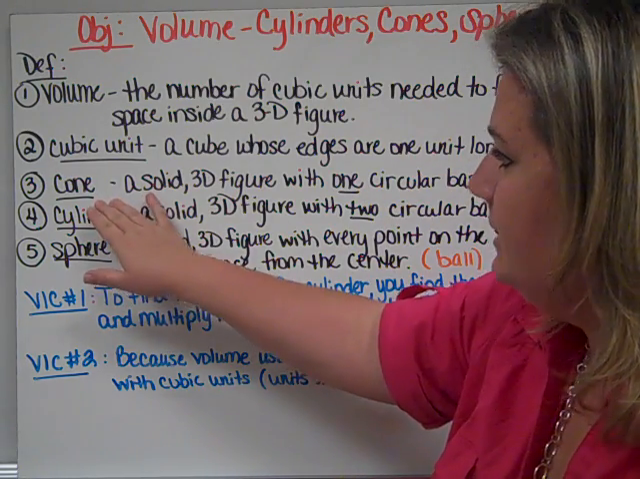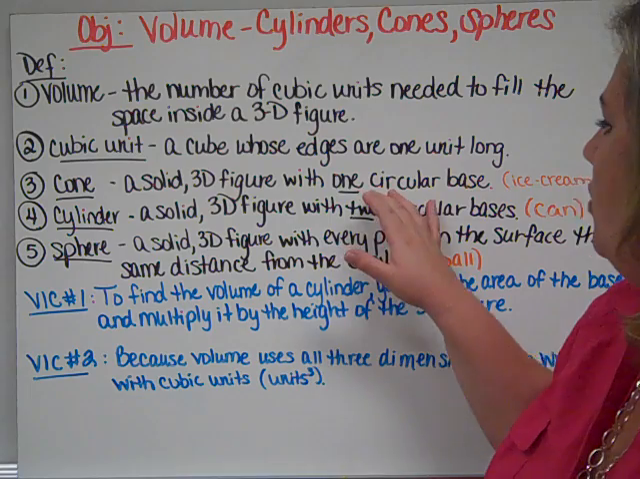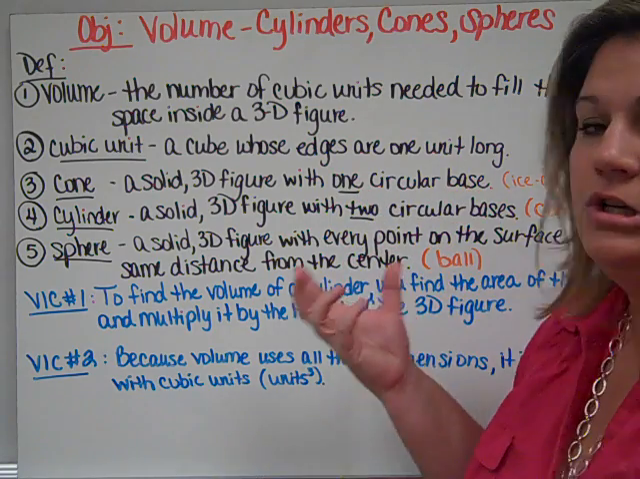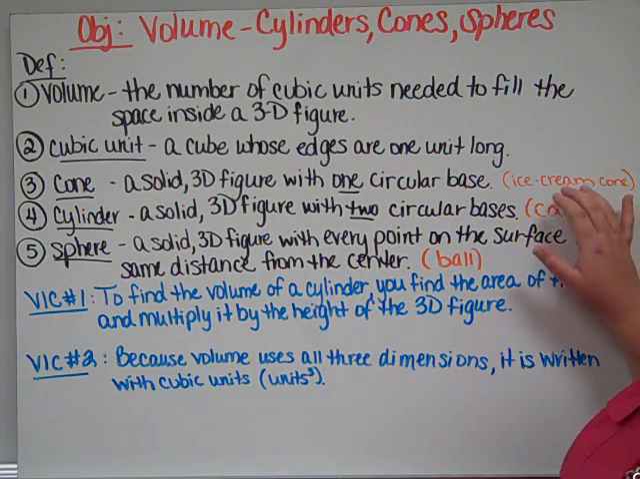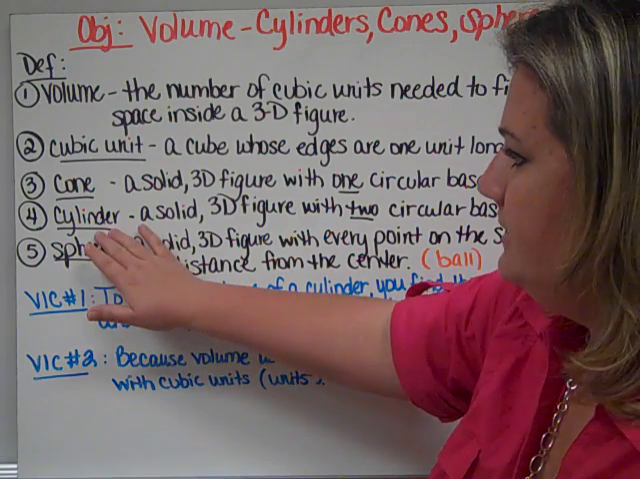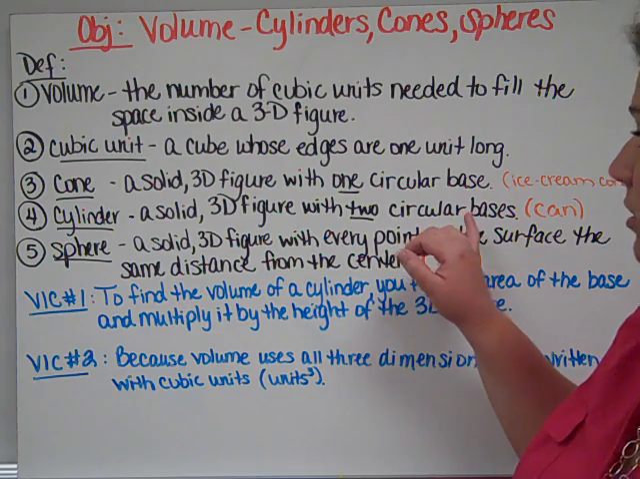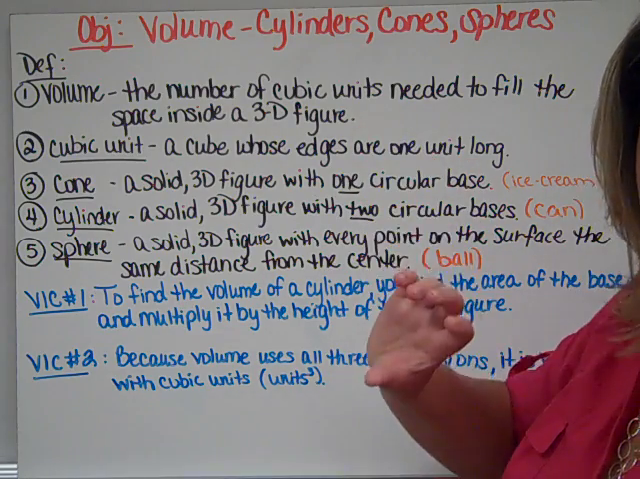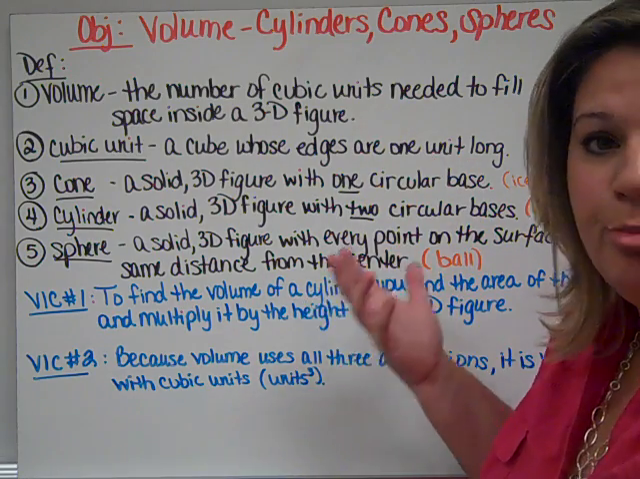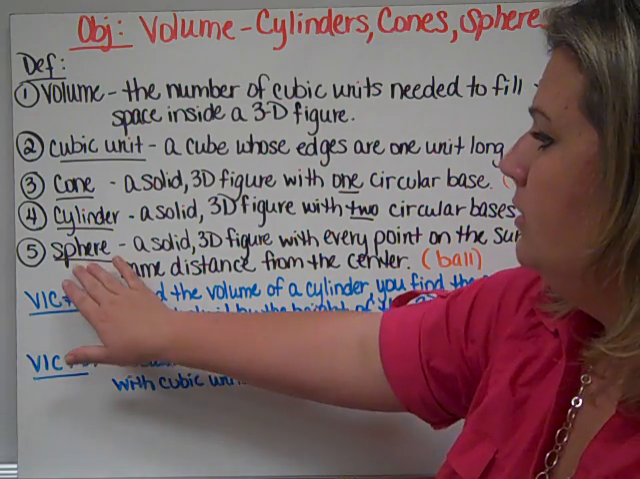A cone is a solid, a 3D figure with one circular base. So picture an ice cream cone when you're thinking about that. A cylinder is a solid, which is a 3D figure with 2 circular bases, top and bottom. So picture a can, a Pringles container.